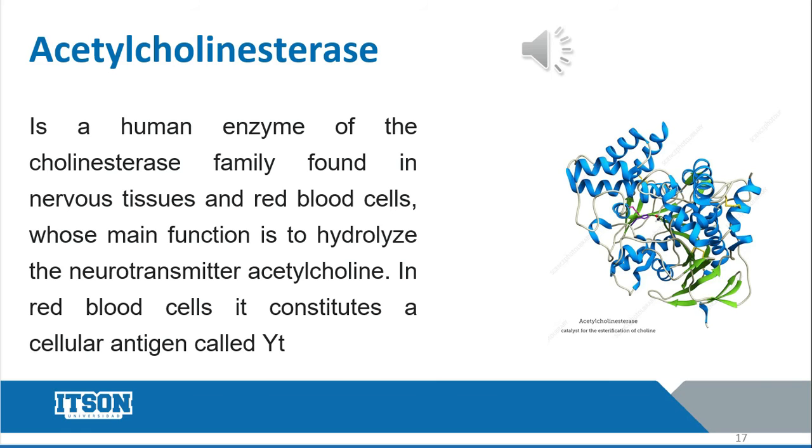Acetylcholinesterase is a human enzyme of the cholinesterase family found in nervous tissues and red blood cells, whose main function is to hydrolyze the neurotransmitter acetylcholine. And in red blood cells, it constitutes a cellular antigen called Yt.